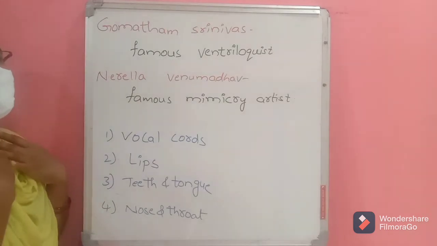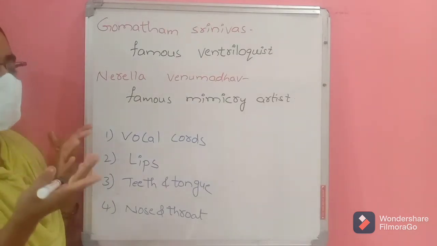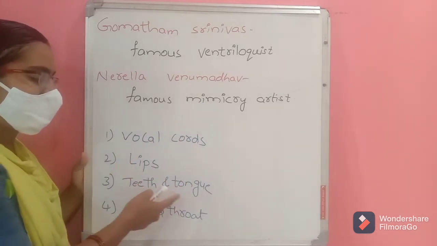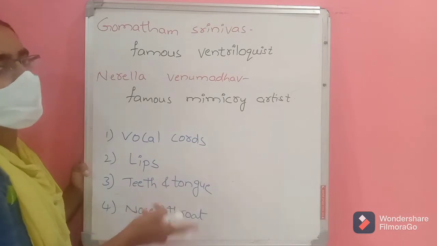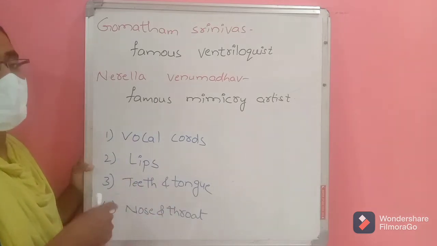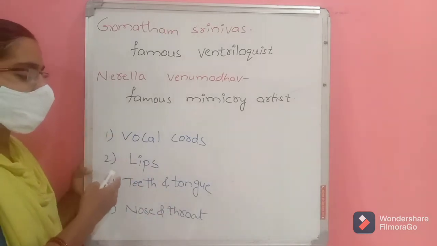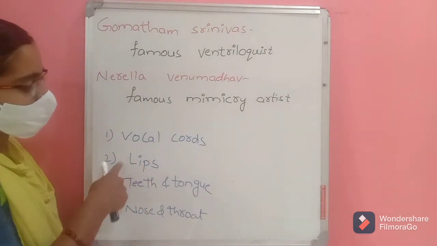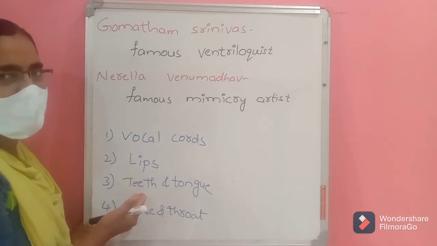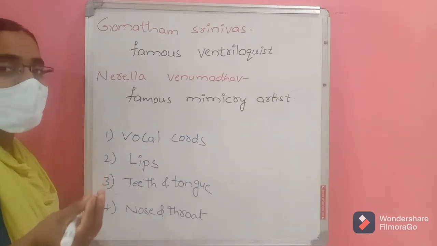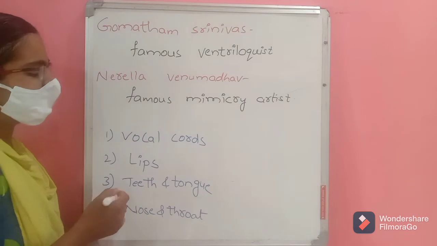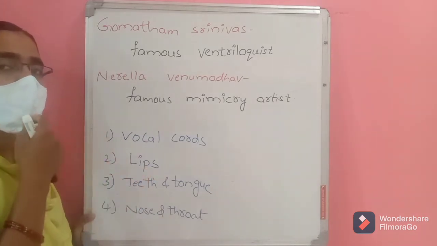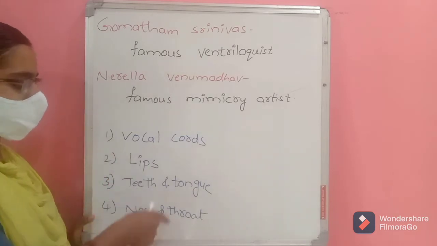The parts in our body used to produce sound are the vocal cords, lips, teeth, tongue, nose and throat. All these are important to produce sound. Without any of them, we cannot produce sound that clearly, and quality decreases. If you don't have teeth, we cannot produce quality sound. So we need all of these.